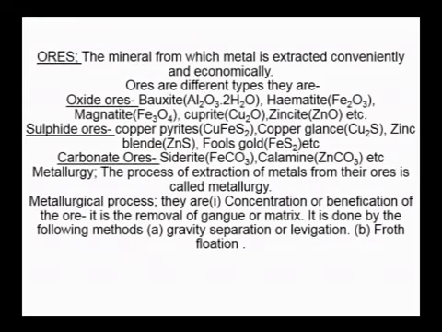They are oxide ores. For example, bauxite. The composition of bauxite is Al2O3·2H2O. It is a chief ore of aluminium. Hematite, its composition is Fe2O3. It is a chief ore of iron. Magnetite, composition is Fe3O4. It is also a chief ore of iron. Cuprite, composition is Cu2O. It is an ore of copper, but it is a low grade ore. The next one is zincite, composition is ZnO, chief ore of zinc, etc.